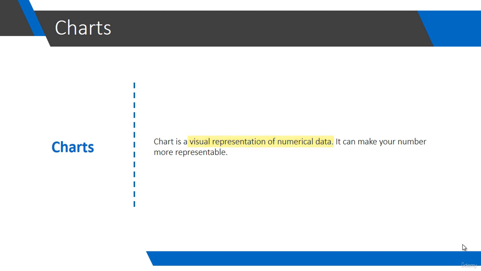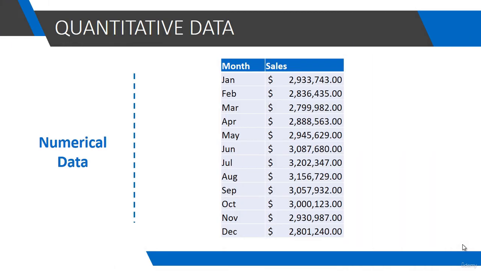It can make your numbers more understandable. Charts represent our data in the form of pictures, which often helps us to spot trends and patterns that otherwise go unnoticed. Let's look at an example to understand this. Here we have monthly sales data of a company, and let us try to identify the pattern in this data. So you can look at this numerical data.